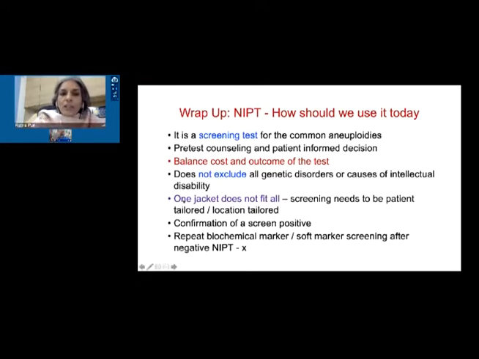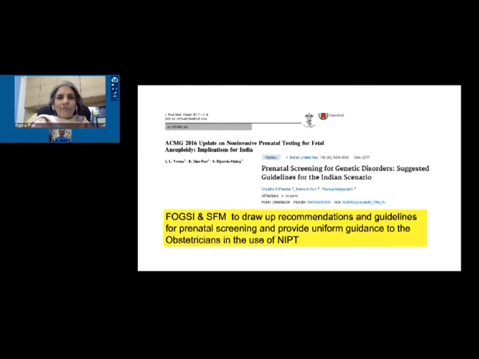I think the most important thing is to understand that one jacket does not fit all. The screening needs to be tailored to the patient's clinical situation as well as to the location where we are looking at the patient and where we are stationed within our country. Every screen positive test needs to be confirmed by invasive testing. Once an NIPT shows a low risk, please do not repeat any biochemical marker or the ultrasound to look only for soft markers of aneuploidy, because you've already done the best screening test available.